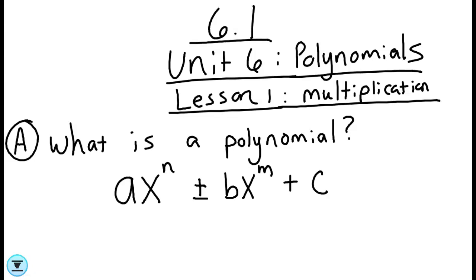Now, just so you guys know, it doesn't have to actually even have a variable with an exponent. It could just be a variable. And actually, it doesn't even really have to have a variable at all. It really could just be a number. But basically, that's what a polynomial is. Now, there are different types of polynomials.